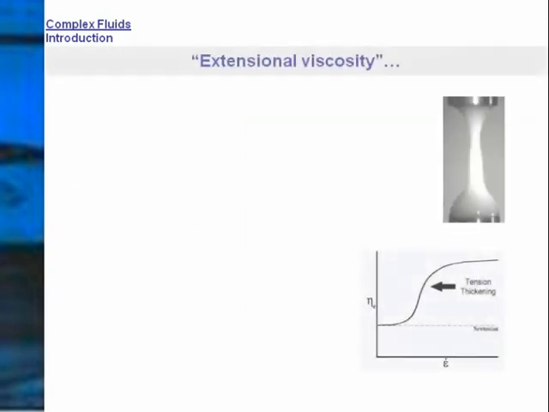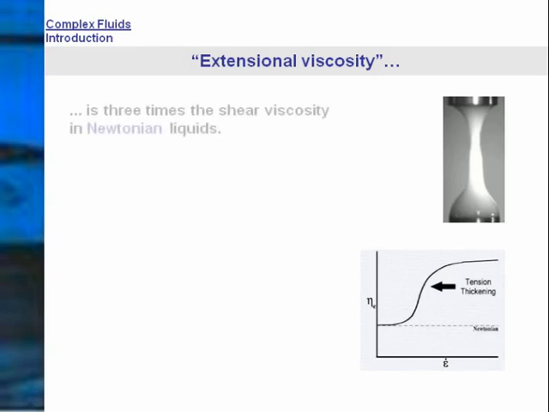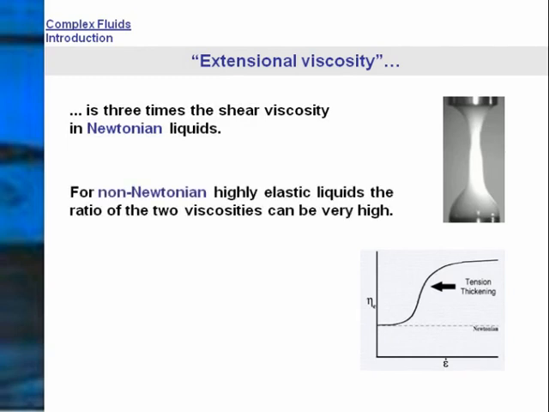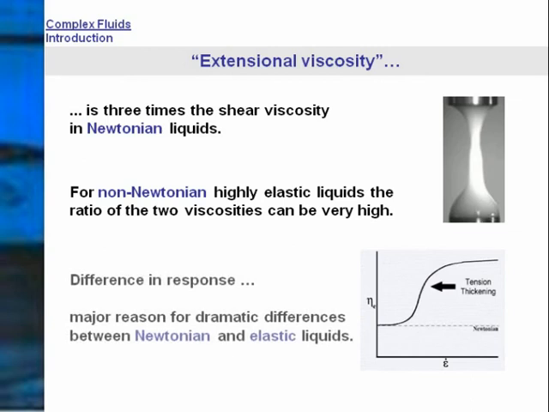The other rheometrical function that immediately springs to mind is the so-called extensional viscosity. As usually defined, this is 3 times the shear viscosity in the case of Newtonian liquids. For non-Newtonian highly elastic liquids, the ratio of the 2 viscosities can be very high indeed. This difference is often seen as the major reason for the dramatic differences in response between Newtonian and elastic liquids.